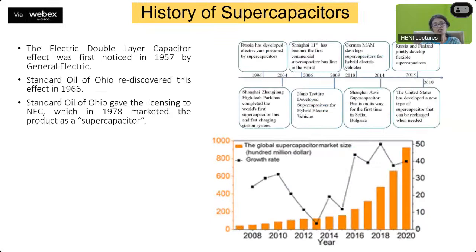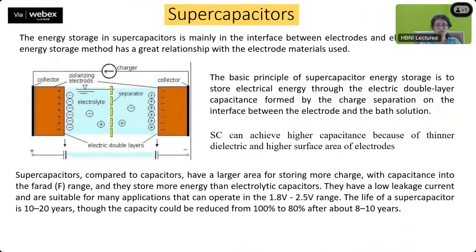So if we look into the history of supercapacitors, it was first noticed in 1957 by General Electric. There is an electrical double layer capacitor. Then Standard Oil of Ohio rediscovered this effect in 1966. And then in 1978, it marketed its product as a supercapacitor. So as you can see, from 2008 to 2020, the global supercapacitor market size has increased to almost around $800 million. And the growth you can see is almost at around 40%. So that is the way this particular market of supercapacitors is growing.